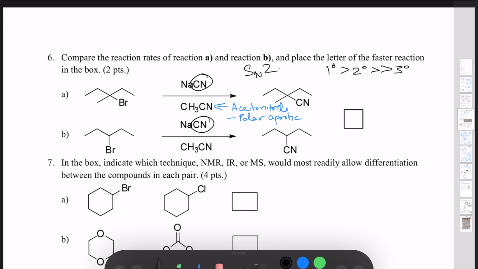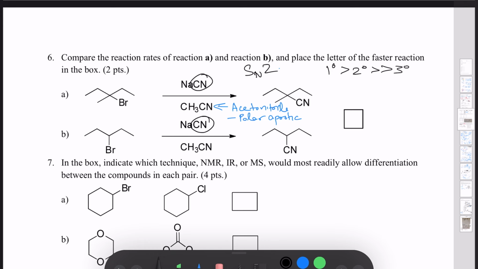And the reason for this, just as a recap, is because of less and less steric hindrance as you go from tertiary to primary. So since this is a concerted reaction, it all occurs in one step. So what this means is that we have to make sure that the nucleophile isn't hindered by a lot of blocking groups that can cause a steric hindrance.